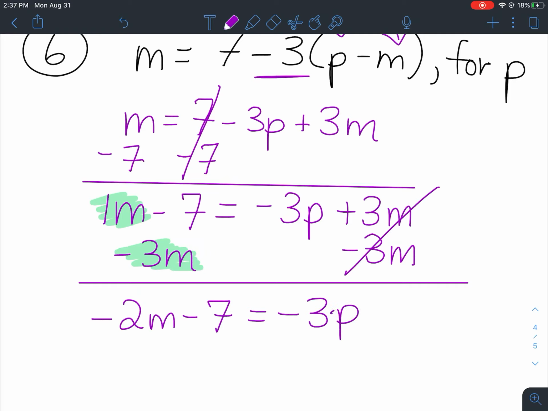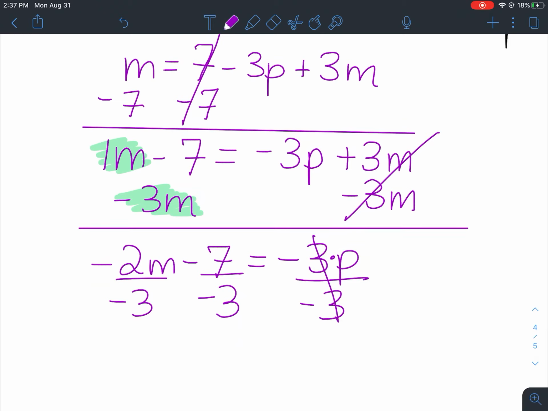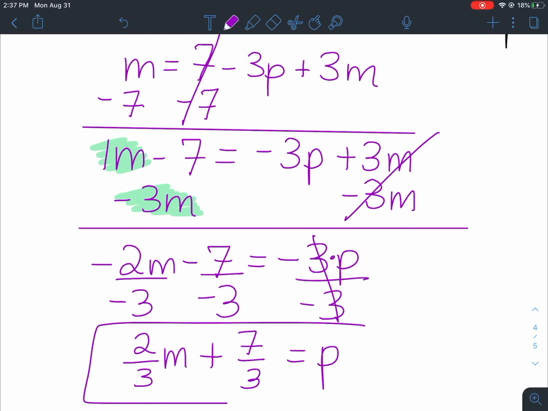And now we're really close. To get rid of the negative 3 times p, you divide. And just to keep it consistent, we'll divide each part by negative 3. So our final answer, negative divided by a negative is a positive 2/3 m. And negative divided by a negative is positive 7/3, and that equals p. We already solved for what we wanted. There's no clearing fractions now because we already did what we were trying to do. We were trying to get p equals.